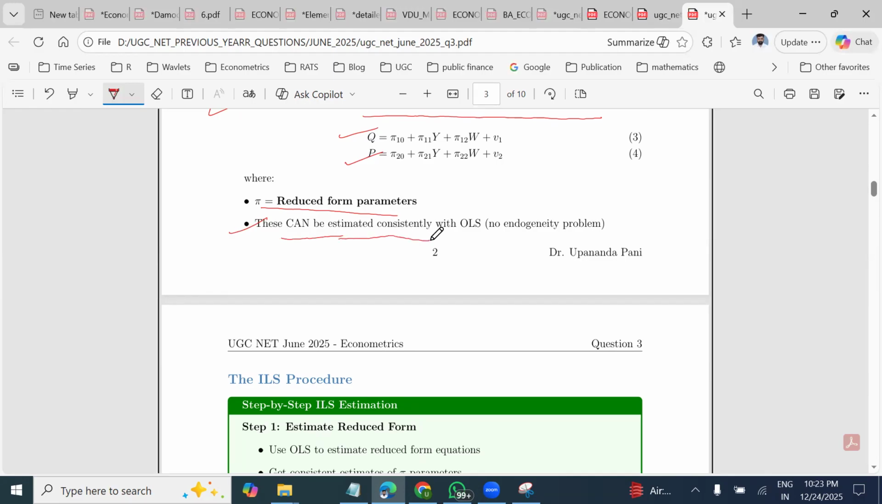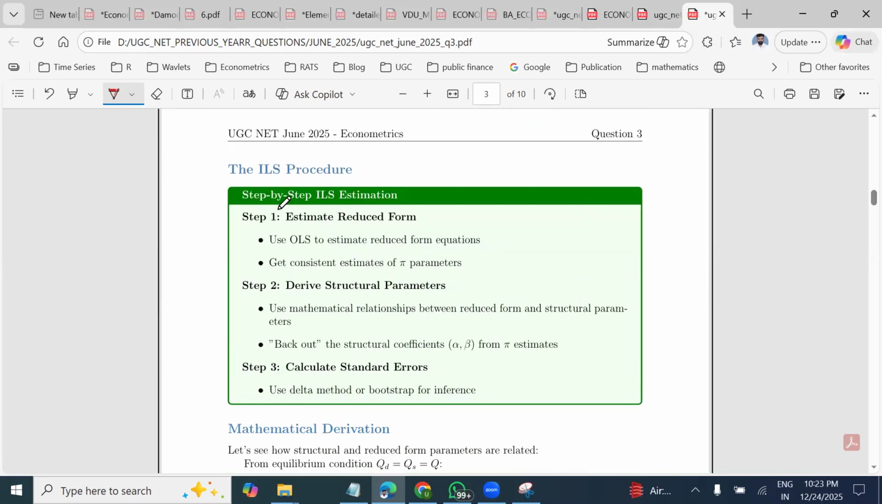So this can be estimated consistently with OLS with no endogeneity problem. So what is the ILS procedure over here? First you have to estimate the reduced form equation. Then you will use OLS to estimate the reduced form equations. Then you can estimate consistently the pi parameters which are there in the reduced form equation. Then derive the structural parameters, and then use the mathematical relationship between reduced form and structural parameters. Then you calculate the standard error.